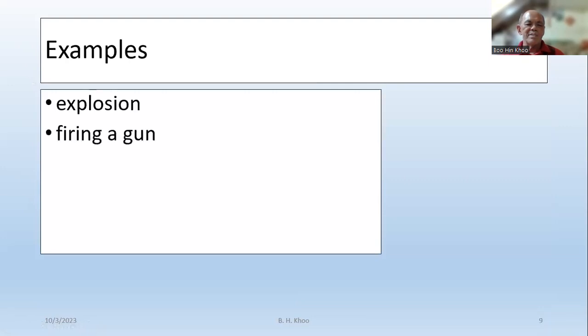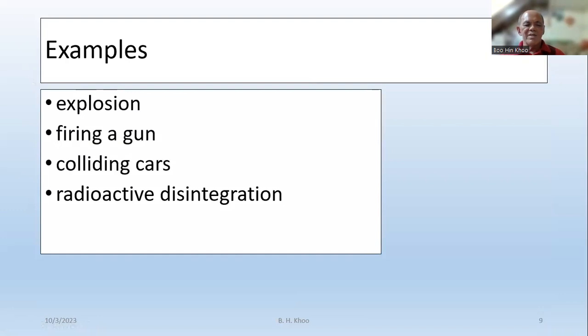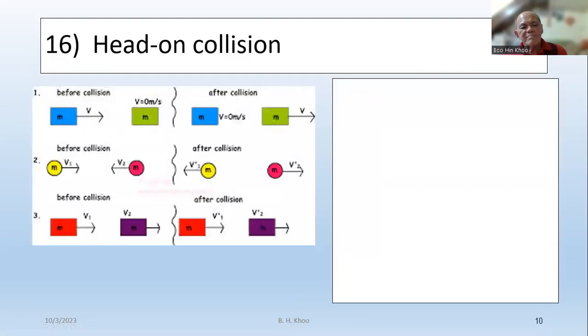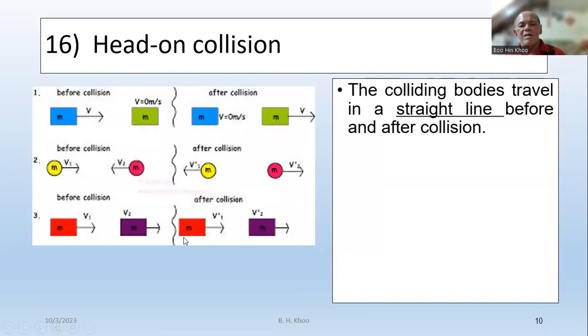Examples: explosion, firing a gun, colliding cars, radioactive disintegration. So these are the various forms of head-on collision. The colliding bodies travel in a straight line before and after collision.